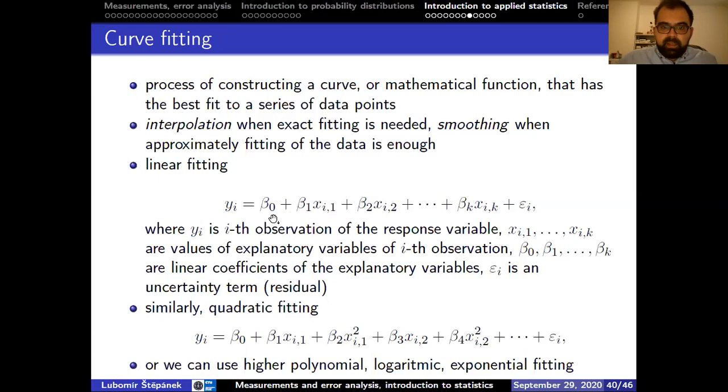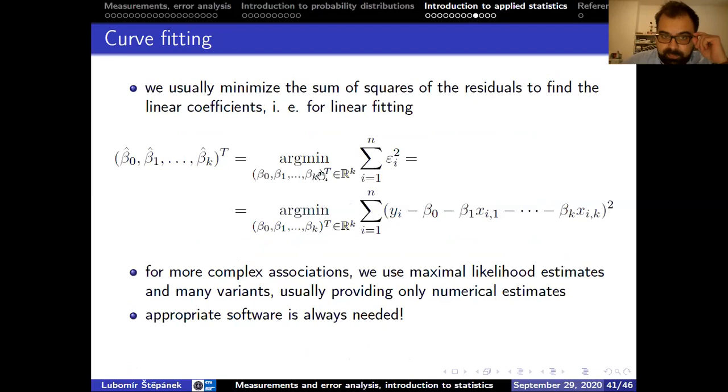And the logic of how to do it is to minimize, because if I expand this formula, there's the last term which is called the residual, or just an uncertainty term. And of course, we'd like to minimize our uncertainty within the curve fitting. So the typical rule, also more than 100 years old, is that we are using the minimal sum of squares. We want to minimize the sum of squares of the residuals.